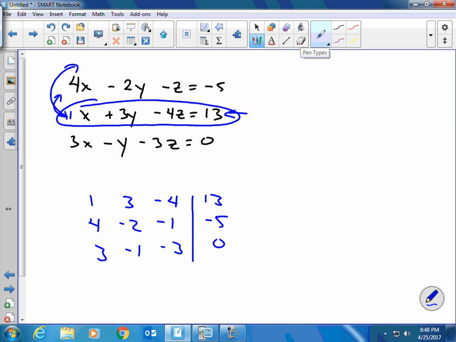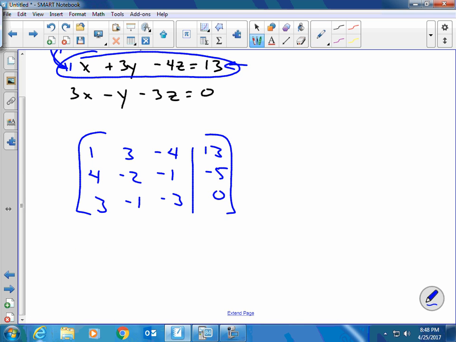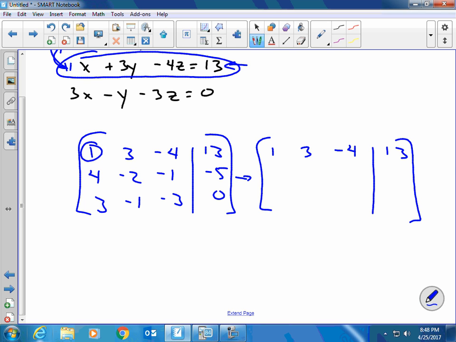Okay, and I have my augmented matrix. Okay, next step. I want to rewrite the first row. So I'm going to do 1, 3, negative 4, 13. Okay, I want to use this 1 to cancel the 4 and to cancel the 3, one at a time.